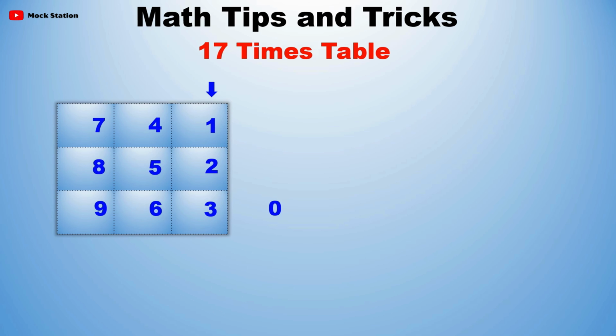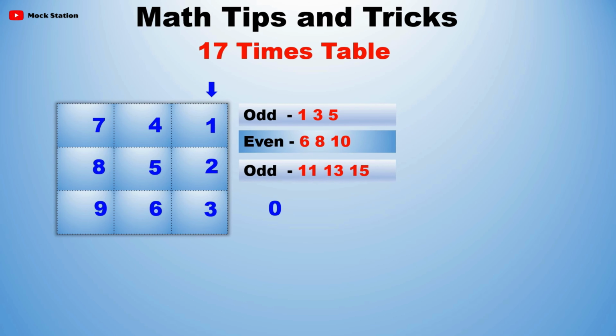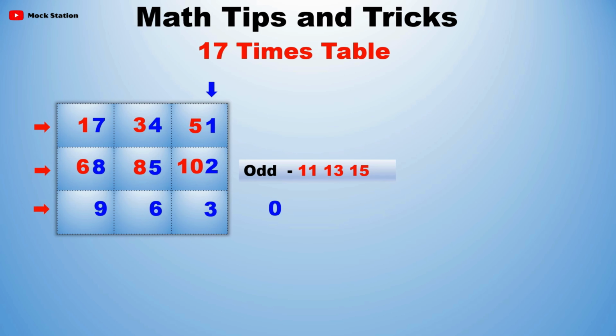Next, for the tens digits, write down 3 odd numbers in the first row, then 3 even numbers in the second row, and then 3 odd numbers in the third row. So here we get 1, 3, 5. The even numbers 6, 8, 10. Then the odd numbers 11, 13, 15.